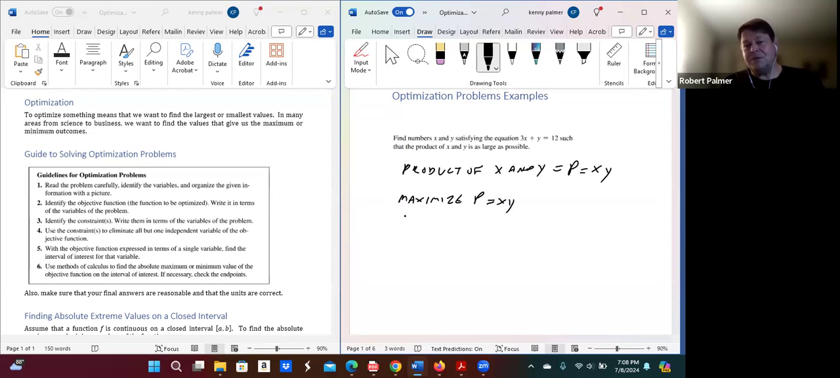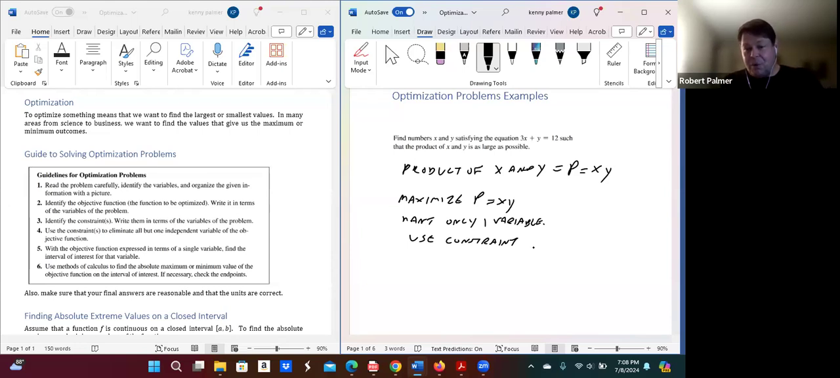We want only one variable, okay? We're going to use what's called our constraint equation. And we're given this other equation. Now, if you remember, in general, however many unknowns or variables you have, you usually need that many equations to solve it. Essentially, that's what we're doing.